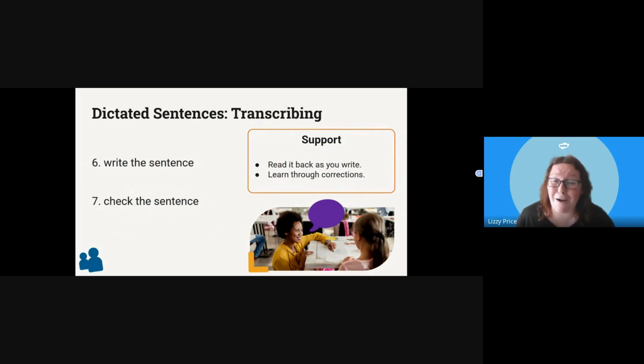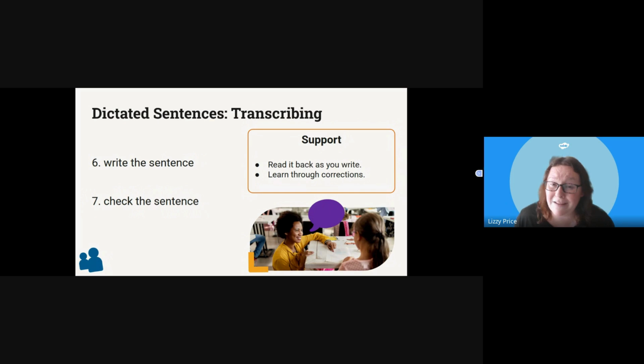Now we are, after all of that, finally ready to transcribe or write the actual sentence. So you can see just how much goes on before this stage actually occurs. Depending on your learners, this might be writing out the sentence together, independently, or through guided practice. When modeling this part of the process, remember to read each word back as you write. This encourages checking for errors and correct recall of the sentence. Eventually, your learners will independently write the dictated sentence at this point.